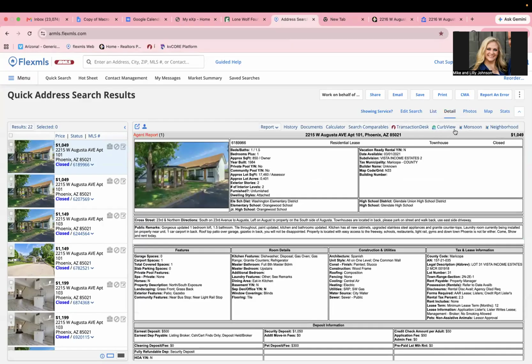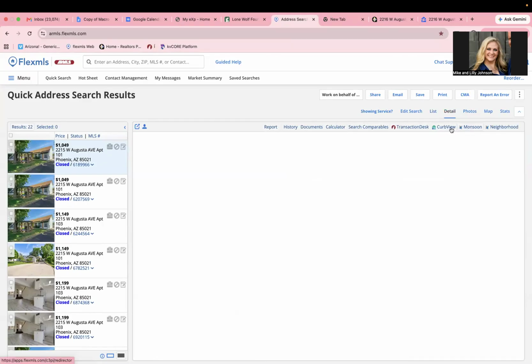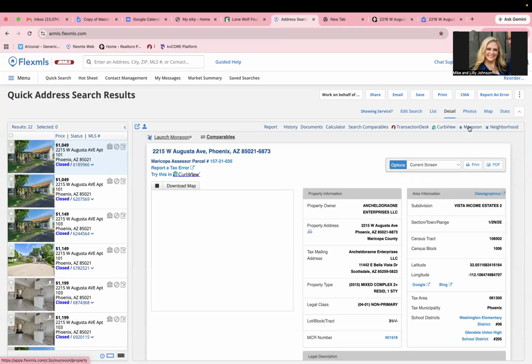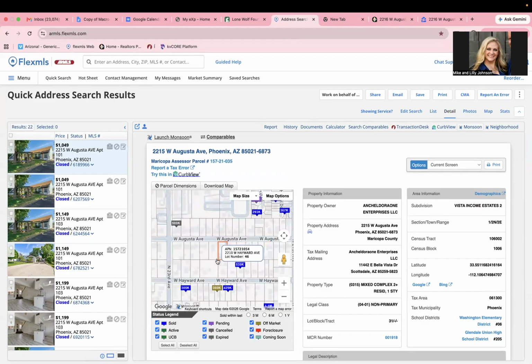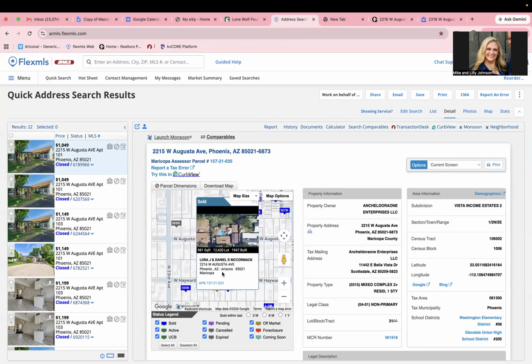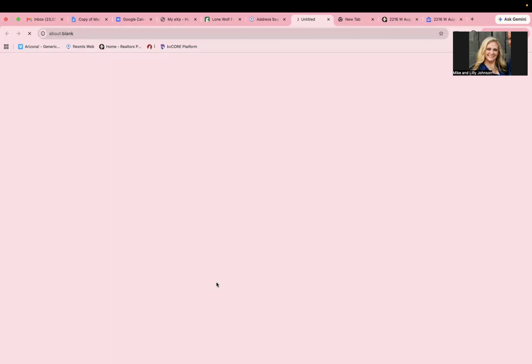I'm just getting the address so then I can go to Monsoon or Curve View because Monsoon is going away. I'm just more comfortable in Monsoon right now, so I'm going to go to Monsoon. So this is 2215. I'm looking for 2216, which is across the street. No, 2212. Right there. Okay. So hopefully this is who you're talking to.